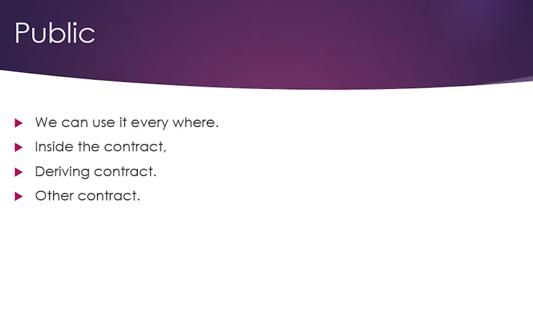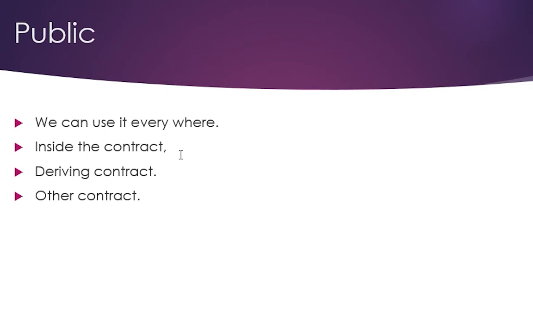It has 4 steps in place, and I think you maybe know this public modifier better than me because in this whole course the most used modifier is public, but we will still learn it just for those people who are new to this video. The first step is we can use it everywhere. What it means? Simply it covers these 3 steps also: inside the contract, deriving contract and also the other contract.